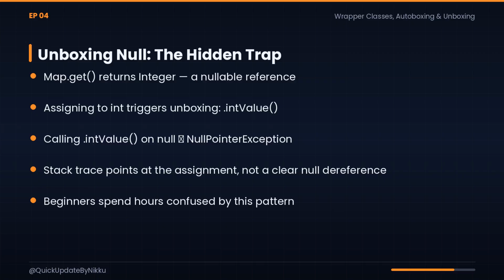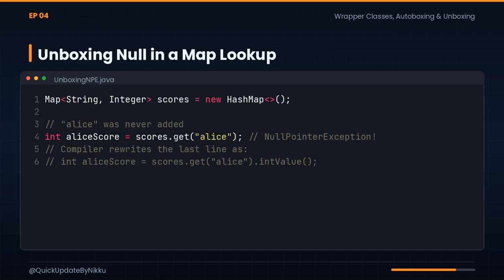When you retrieve a value from a map whose generic type is Integer and assign it directly to a primitive int, the compiler silently inserts a call to intValue. If the key was never added to the map, get returns null, and calling intValue on null throws a null pointer exception. The dangerous part is that the stack trace points at what looks like a harmless assignment line. There is no obvious null dereference in the source code. Nothing in this code looks wrong at first glance.